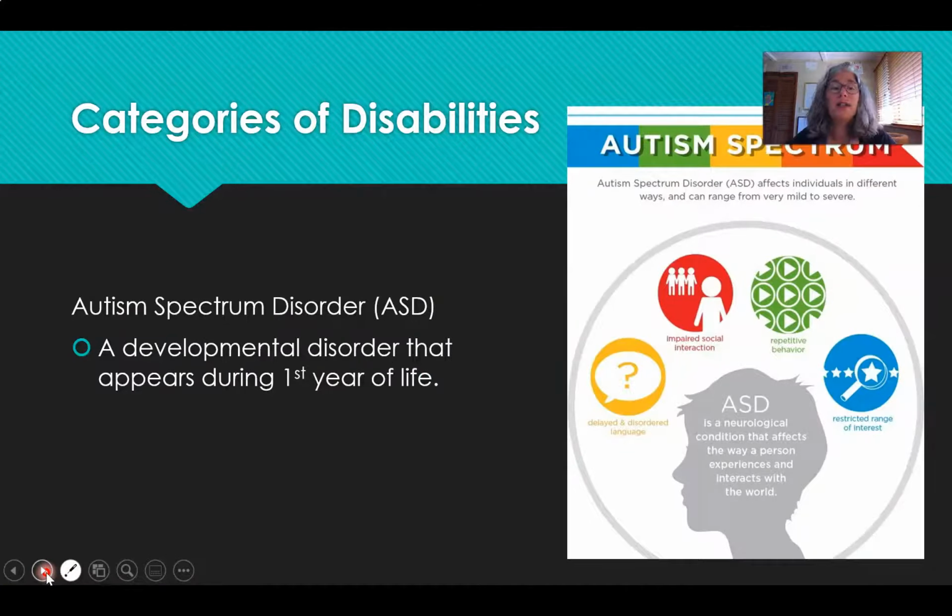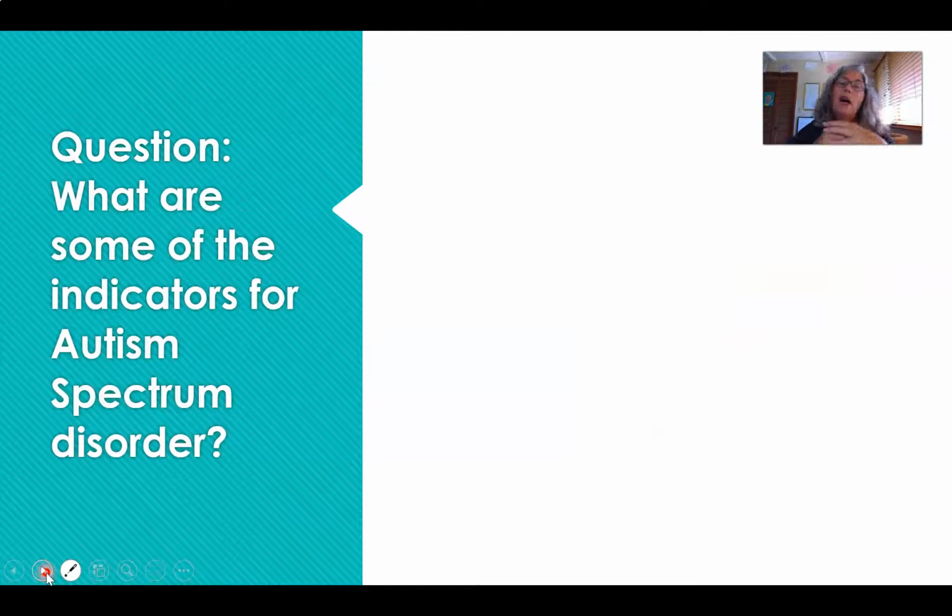Next, we have autism spectrum disorder. So this is a developmental disorder that you typically see during the first year of life. It is one that does start pretty early. I thought I'd ask this as a question because this is one that has become a bit more common knowledge. What do you think are some of the indicators for autism spectrum disorder? And by indicators, I mean, what are the signs? What do you see during that first year or so of life?